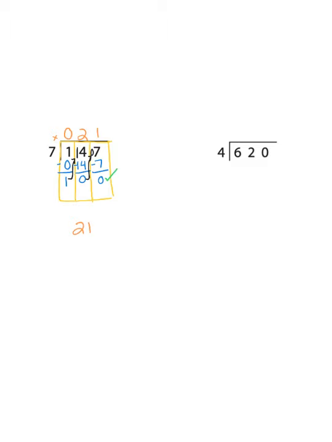To check my work, I'll do 7 times 21. And I want to make sure that at the end, when I've added the partial products, I'm getting 147. It needs to match my dividend. My original dividend was 147, so I know that 21 is the correct quotient.